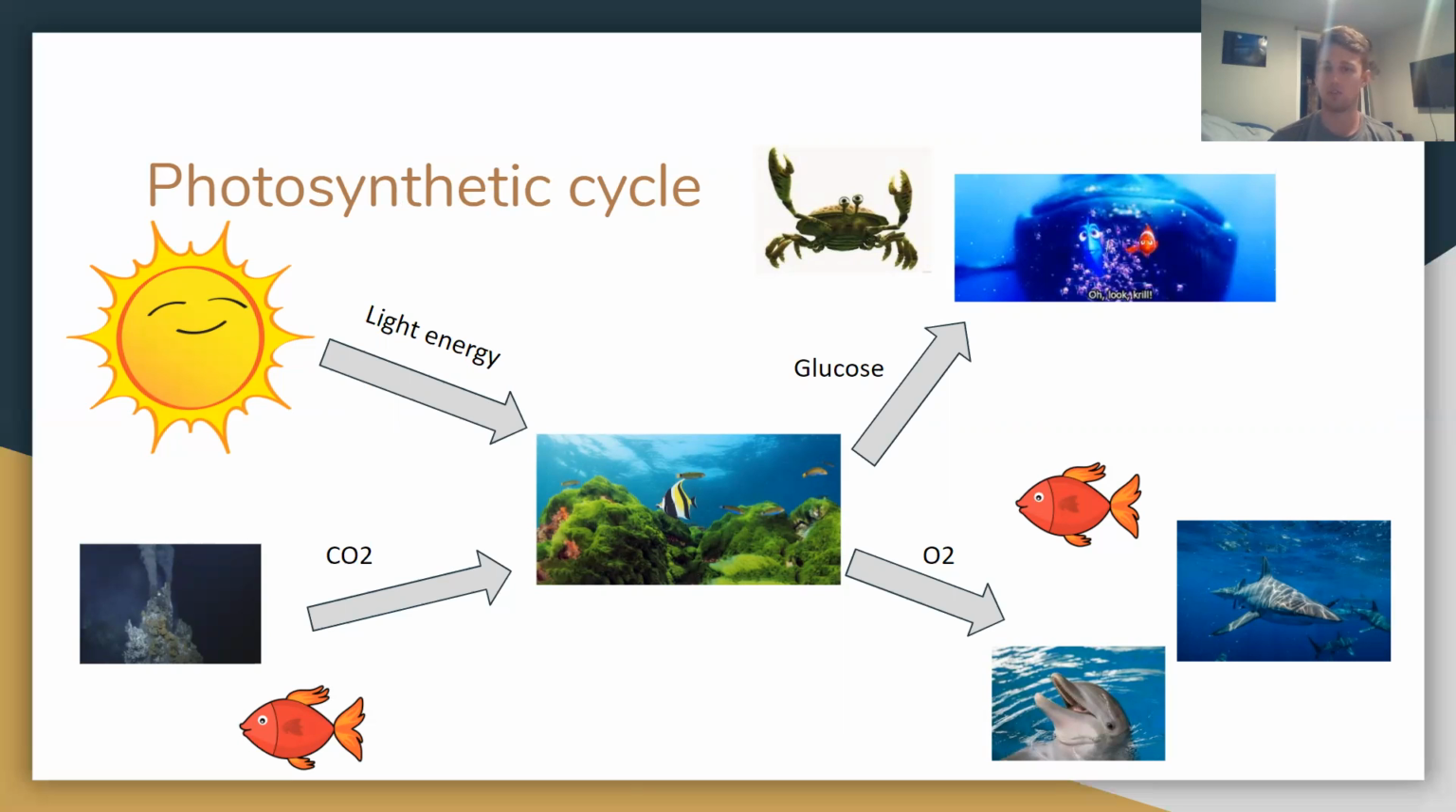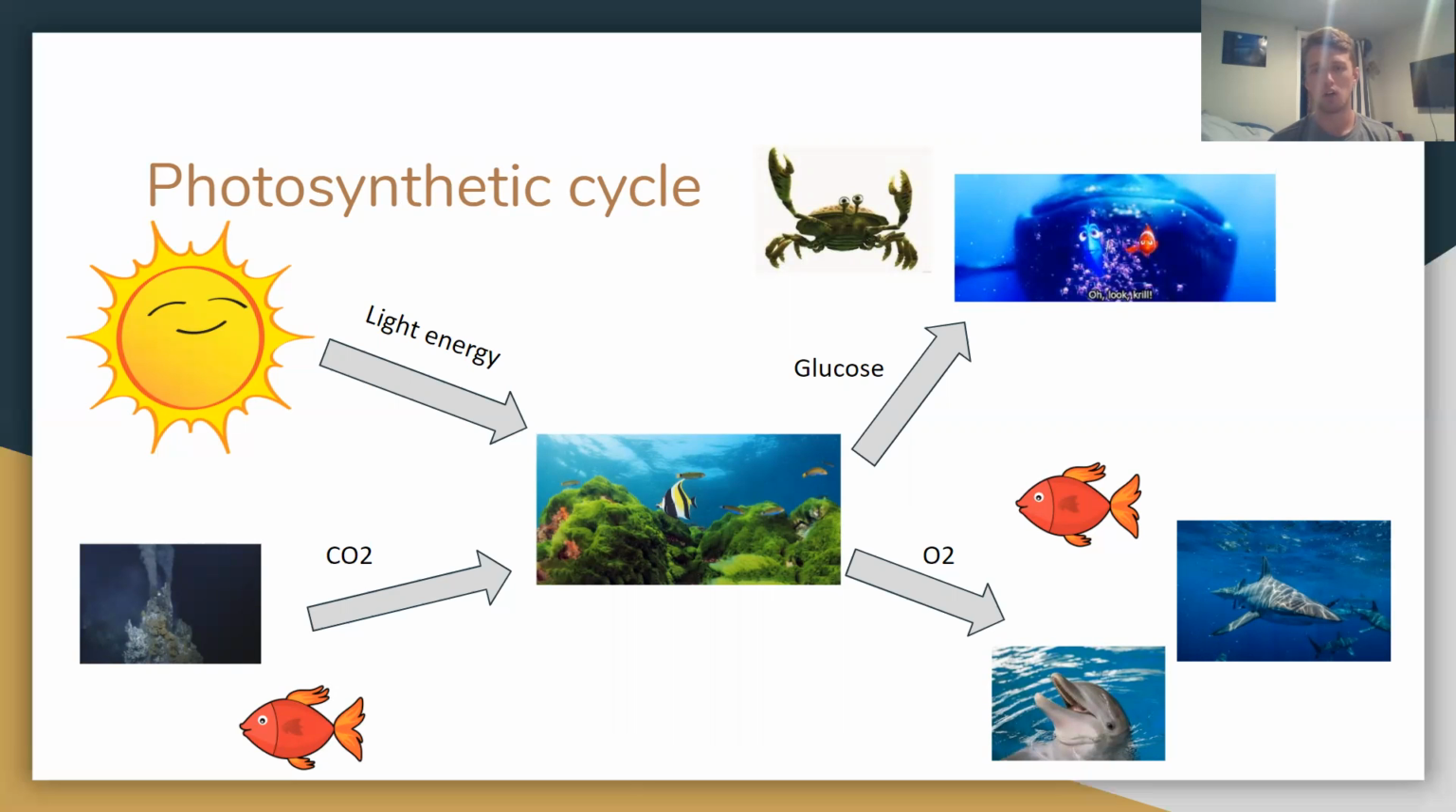I guess I should go over the photosynthesis equation. Hopefully you all know this. 6 CO2, 6 H2O, and then we get a glucose, C6H12O6, and 6 O2 from it. So we need both light energy and CO2 to create glucose and oxygen.